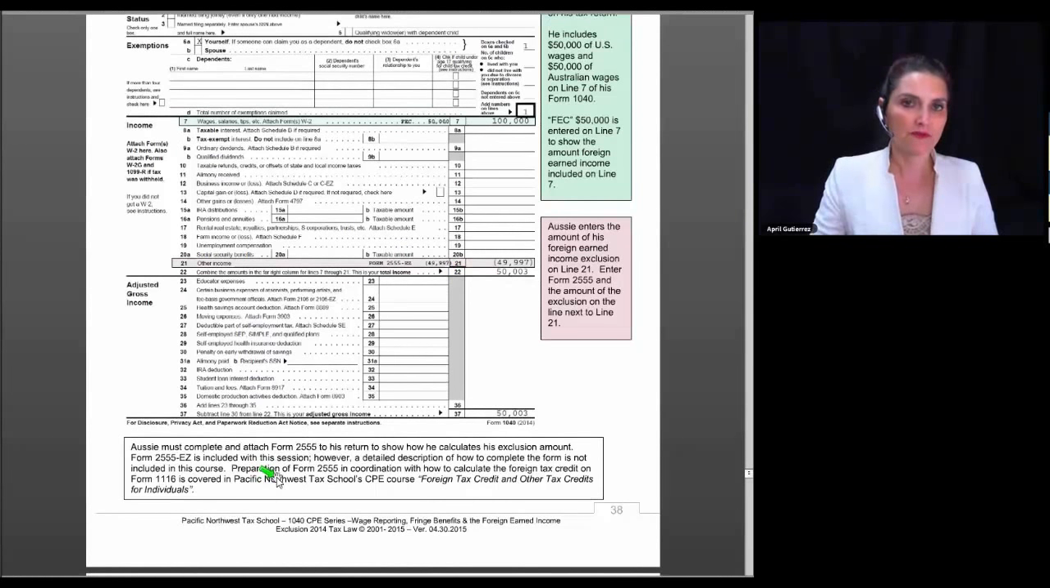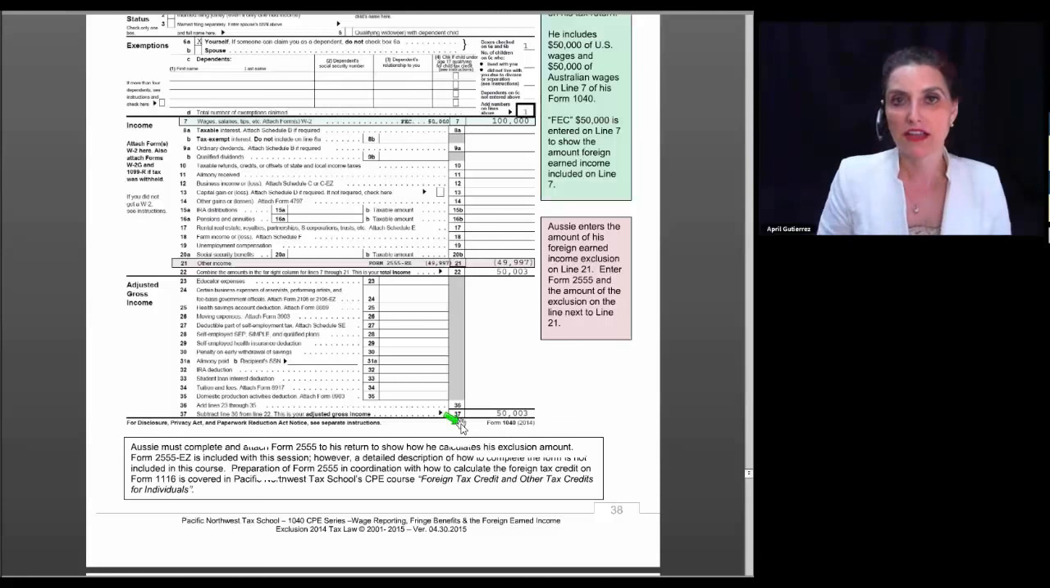Now, this is not a fully wonderful deal for Ozzy. Although he is only going to be reporting and paying tax on $50,000 of wages, he's going to be taxed on $50,000 at the same rate as if he'd earned $100,000. And although I'm not going to be covering the computations that go into the tax liability on this $50,000 in today's class, I will be covering the computation in detail in another class I have coming up in the next few weeks, which is called Tax Credits for Individuals, including the Foreign Tax Credit.